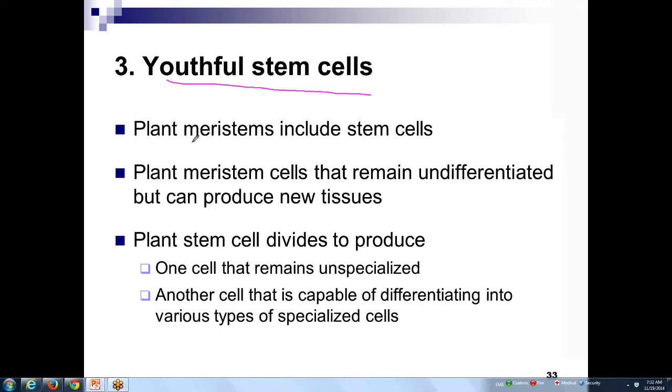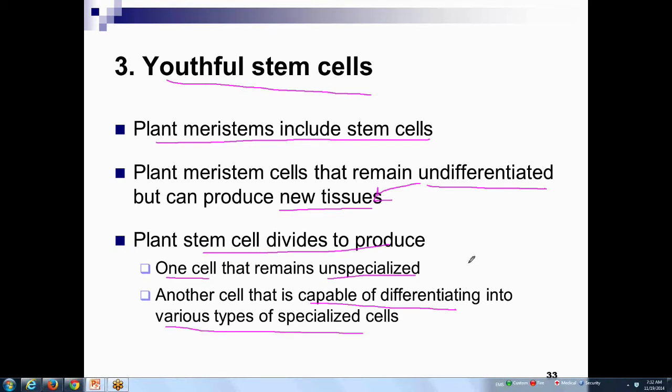So we know the plant meristems include stem cells, undifferentiated cells that have the potential to become specialized and develop into new tissues. Plant stem cells divide to produce one cell when they actually divide. So we're really zooming in now to the apical meristem. We'll find that in the cells of the apical meristems, when one of these undifferentiated cells divides, one cell remains unspecialized, but then another cell is then capable of differentiating into various types of specialized cells.